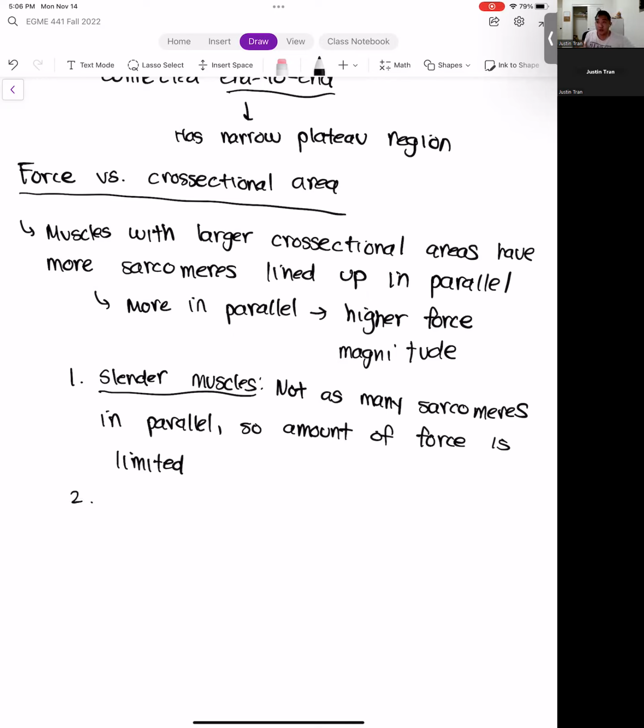On the other hand, we have thick muscles. Thick muscles are the opposite. Because they have more sarcomeres packed in parallel, the amount of force that they can generate is much higher.